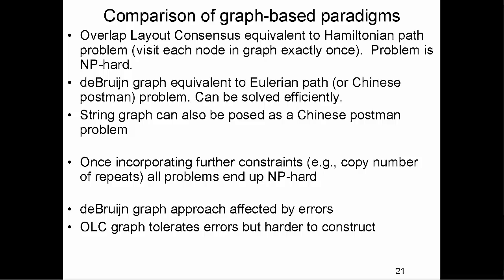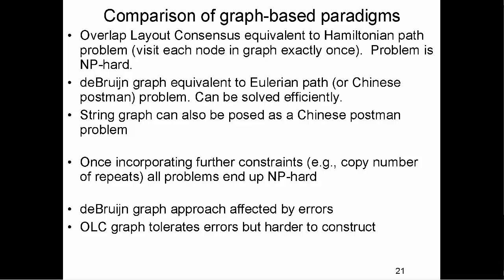The De Bruijn graph assembly problem, however, can be posed as another classic computer science problem, the Eulerian path problem, or its extension called the Chinese postman problem. The Eulerian path problem involves finding a path that visits every edge of a graph exactly once, or at least once in the case of the Chinese postman problem. And efficient algorithms exist for solving these problems.